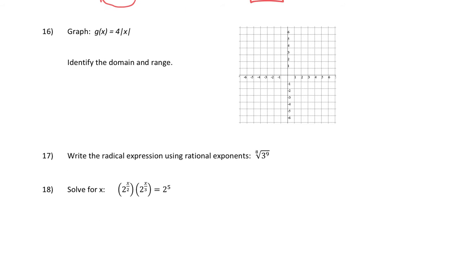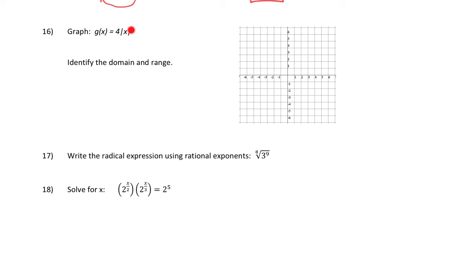All right, number 16, we're going to graph. Notice the bars, absolute value of x. We've got that 4 out front, and we're going to identify the domain and range. So I did go into some detail on domain and range on an earlier problem. So go back to the first time you're asked for domain and range with these absolute values if you want to get just a more thorough explanation of that. Offhand, I don't remember what number it was, but probably on the previous page.